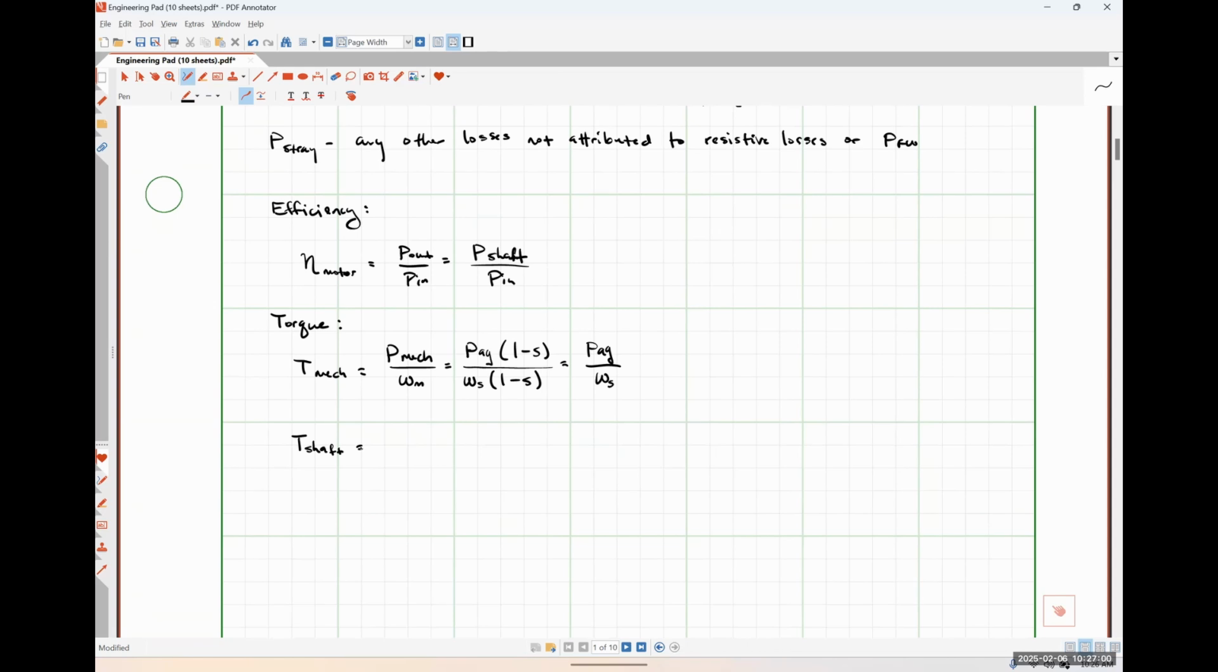And then lastly, the shaft torque is just the power delivered to our shaft divided by the angular velocity at which our shaft is spinning. And we could also write this as P shaft over omega s times 1 minus our slip.